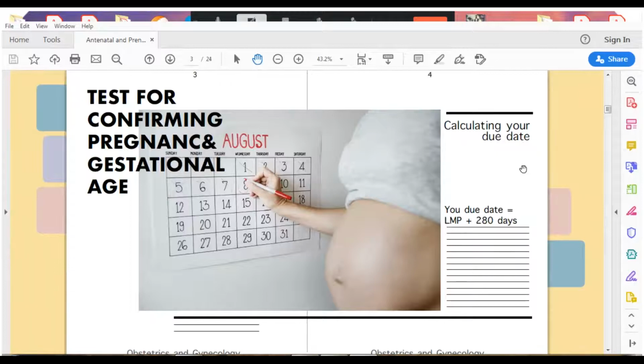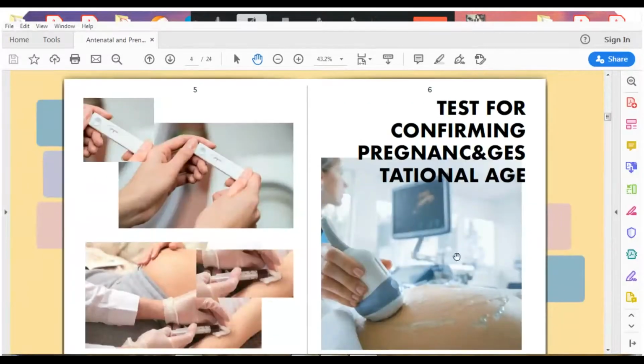To calculate your gestational date or your due date, there's a formula that says take the last menstrual period of the mom, if she remembers correctly, subtract 3 months and add 7 days, or you can add 9 months and 7 days, which is 280 days. Another way to calculate your gestational age is through an ultrasound.